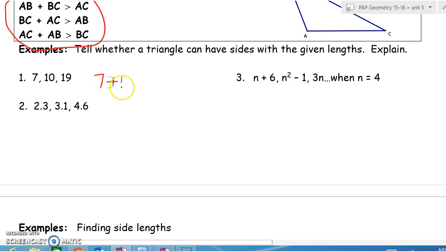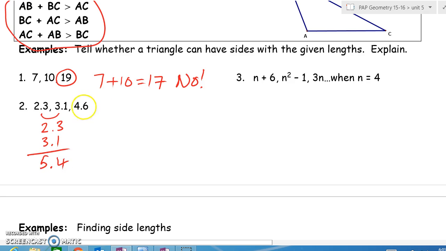But 7 plus 10 is how much? That's 17. Well, that's not greater than 19, so this does not work. You cannot have a triangle with those side lengths. Let's add up these two right here. If we have 2.3 and 3.1, I don't even need a calculator here, that is 5.4. That's greater than 4.6, so that works just fine. This is good.